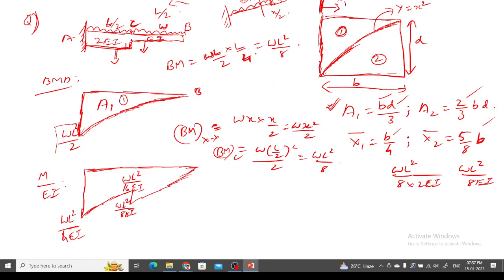Yes, sir. Sir, for the A to C portion, we were calculating the bending moment from the left hand side, and for B to C, we are calculating from the right hand side. Is it fine?